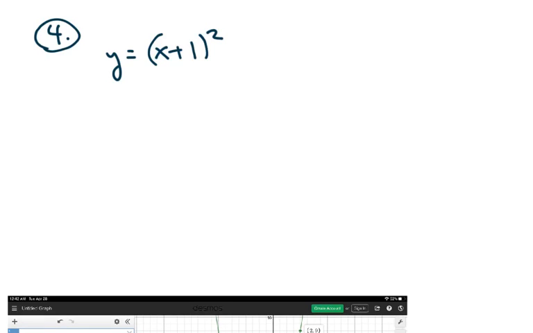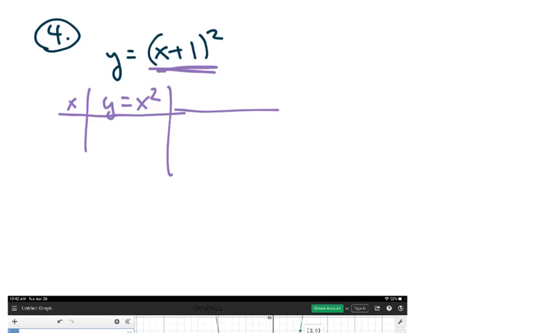All right, so the next one is a little bit more complicated to understand, and that's what's going to happen when you add 1 to the inside. Notice that this is inside the parentheses. So what happens when you add 1 to x? Let's think about this for a second. Let me write this as the x values. Normally we have y equals x squared, and the other one is going to be y equals x plus 1 squared.